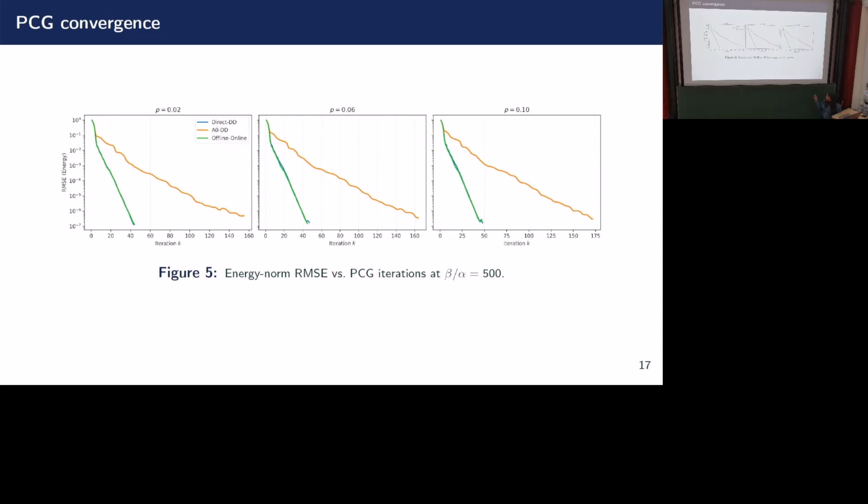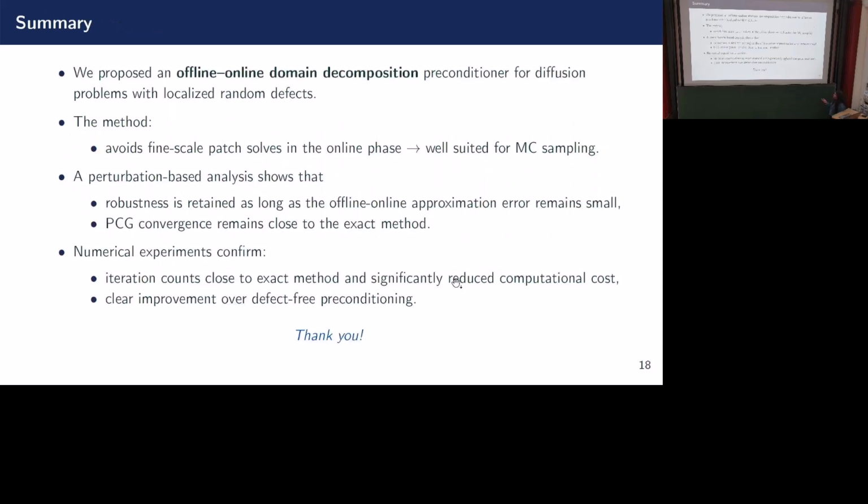We also looked at PCG convergence. Again, we see the same type of behavior we would expect. The offline-online and the additive Schwarz almost overlap, and the convergence rates of the constant preconditioner are much slower. Now, this is our method.